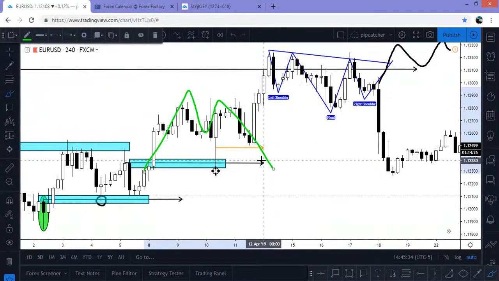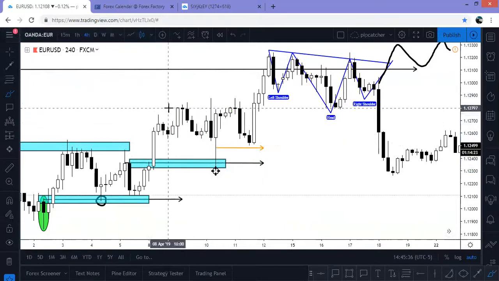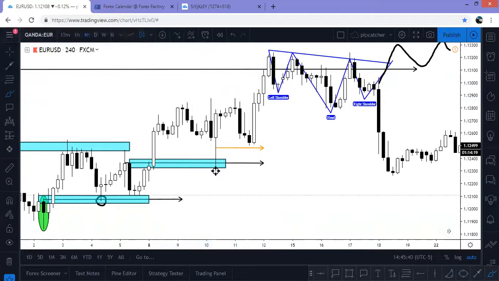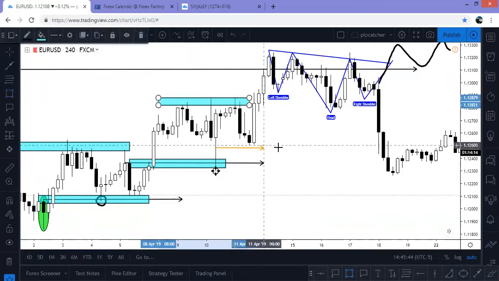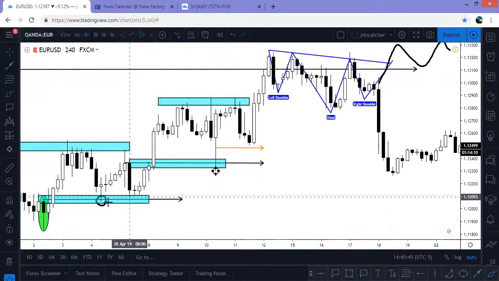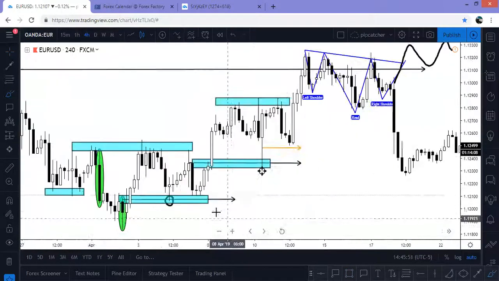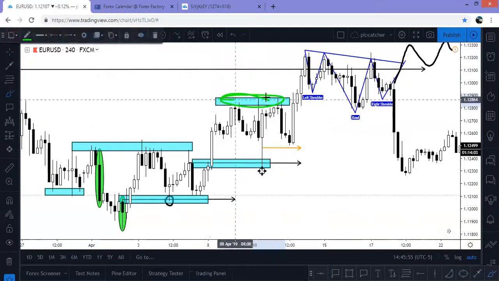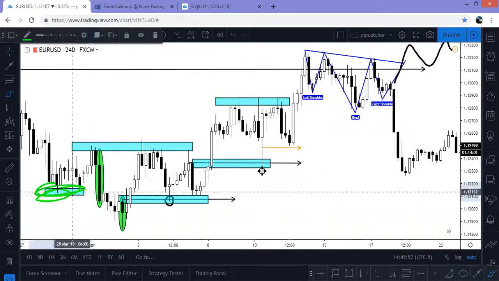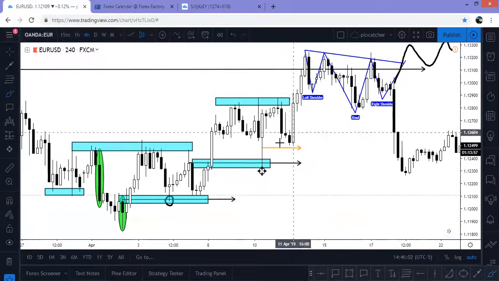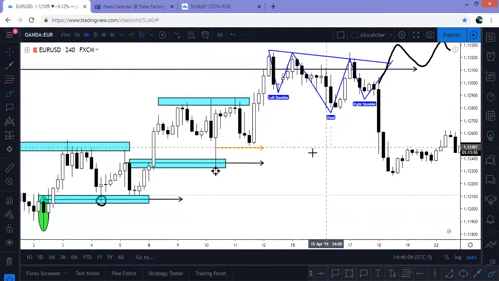So retail probably was selling and had their stop losses above the highs right here on equal highs, right? We don't look at equal highs and equal lows as an opportunity to trade, right? We look to take that liquidity. We look to capture that liquidity, right?